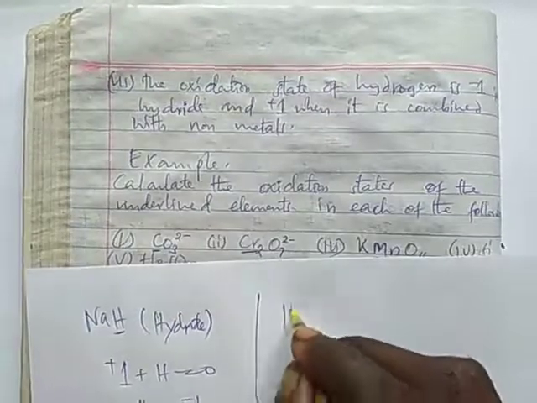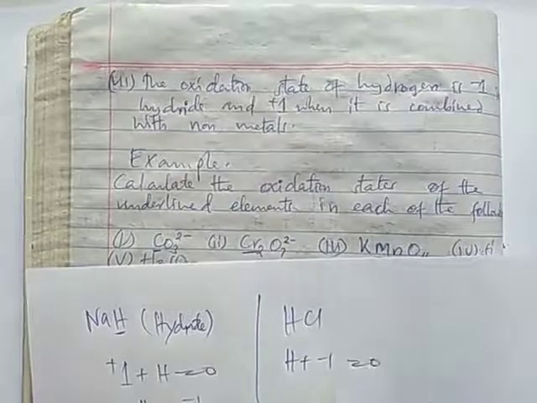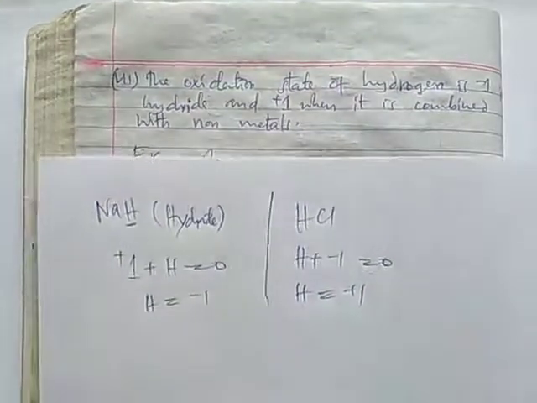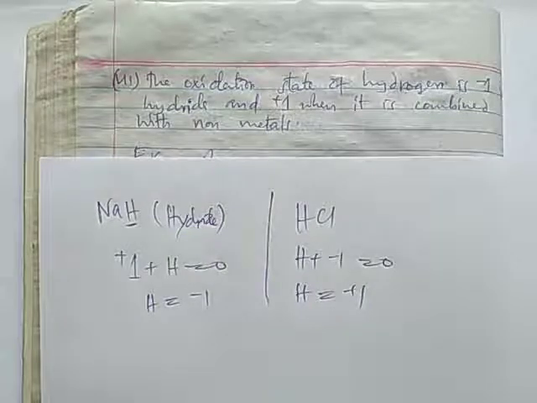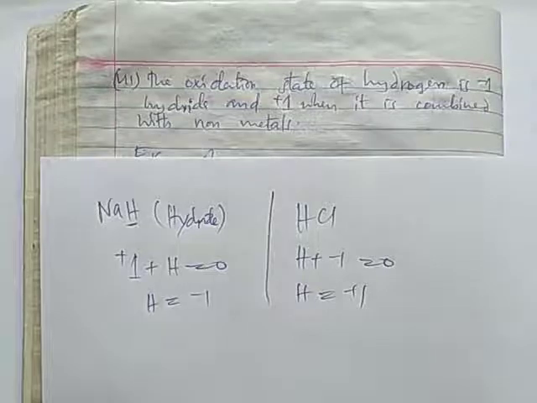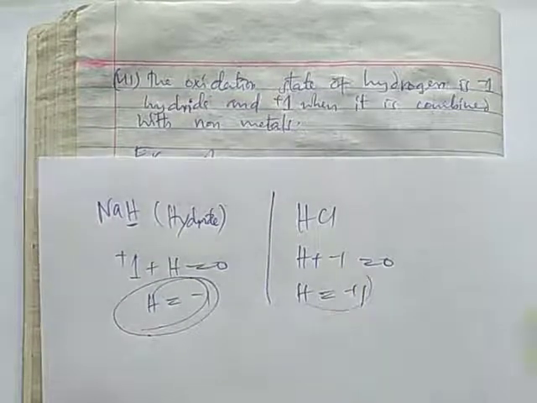Lakini tukiwa tuna hydrogen chloride, manake hapa itakuwa ni hydrogen plus -1 is equal to 0. Hydrogen is equal to +1. So oxidation state of hydrogen can be +1 or -1 depending on the nature of the compound. If it is combined with the metal to form hydride, the oxidation state is -1. While when it is combined with the non-metal, oxidation state is +1.